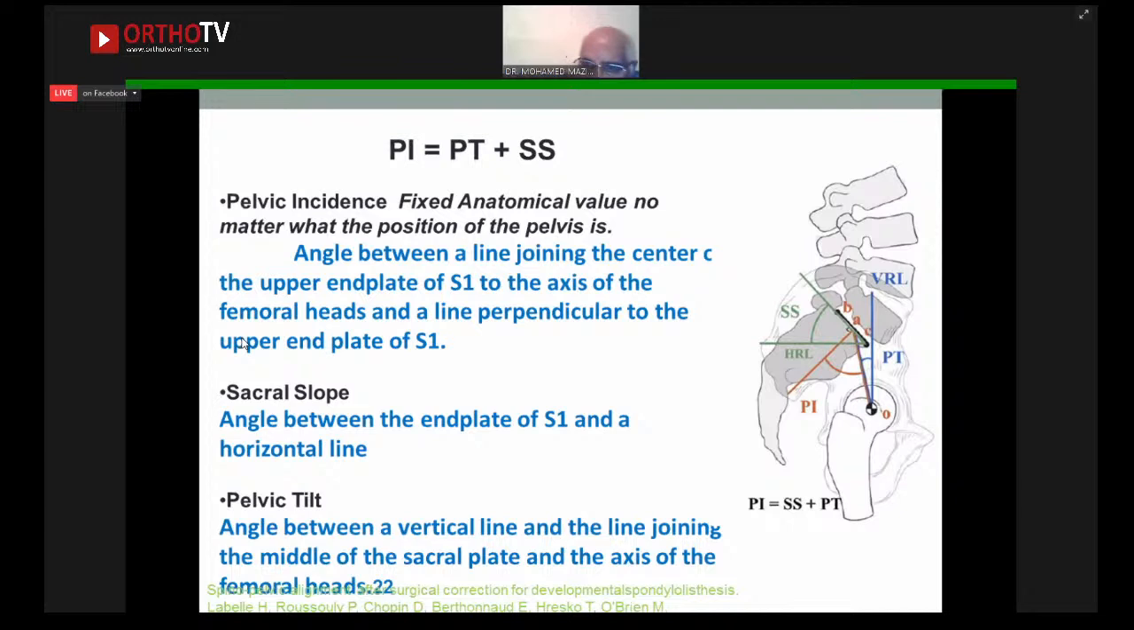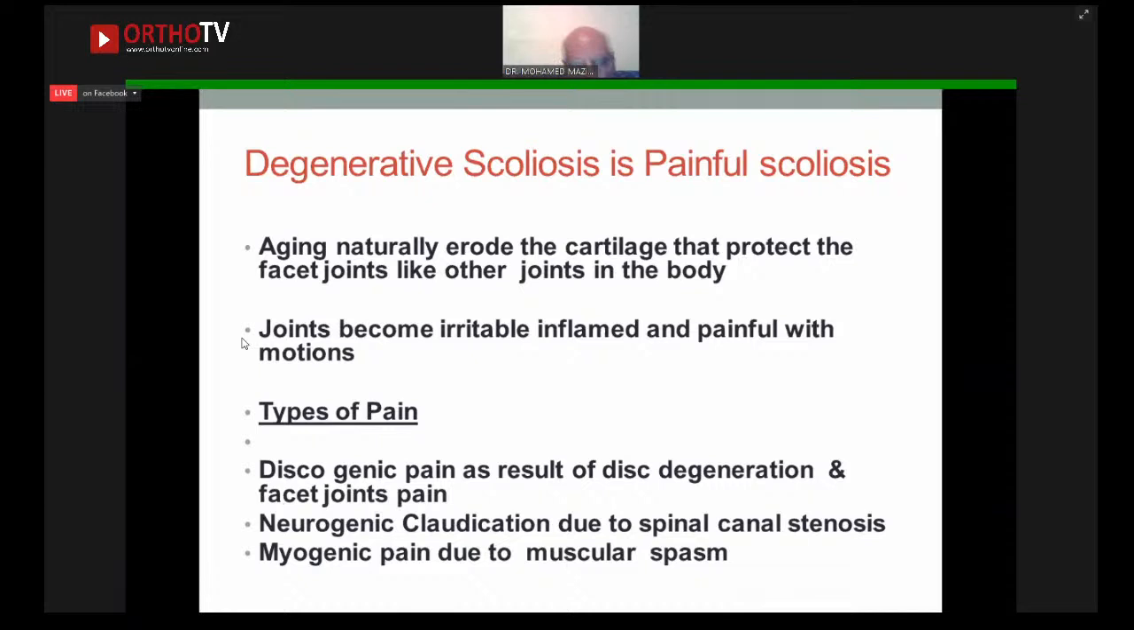Degenerative scoliosis is painful scoliosis. As we said, aging necessarily erodes the cartilage that protects the facet joint, like other joints of the body. The joint becomes irritable, inflamed, and painful with motion. The types of pain: discogenic pain, neurofacetal joint pain, neurogenic claudication in the spinal canal due to spinal canal stenosis, and myogenic pain due to muscular stress.